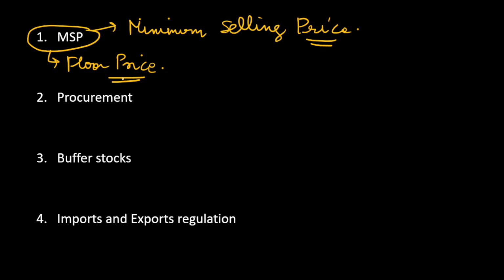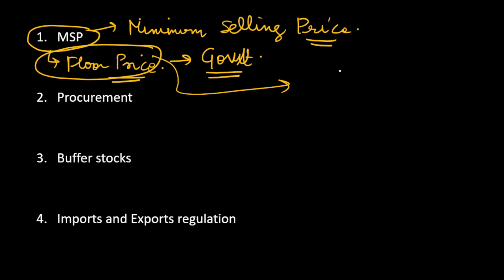It is to ensure that certain crops are procured by the government only. It's a floor price through which government procures certain crops. And this floor price certainly has a huge impact on the market price. Hence, the MSP is a huge determinant of the market price. So it also leads to changes in the prices of the food grains.